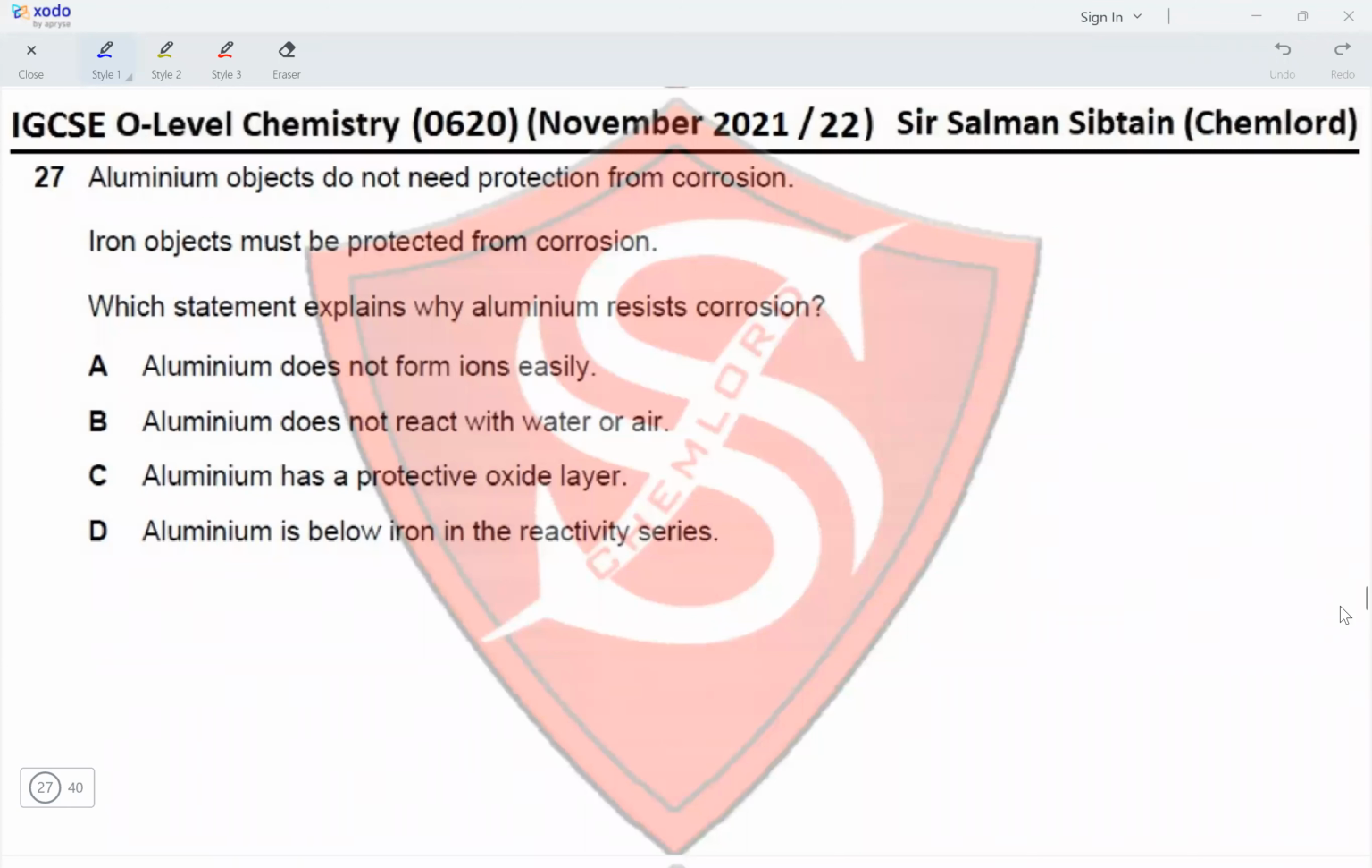Question 27. Aluminum objects do not need protection from corrosion. Iron objects must be protected from corrosion. Which statement explains why aluminum resists corrosion? Aluminum does not form ions easily. No, this is incorrect. It is a metal. It will form ions. Aluminum does not react with water or air. It does react with water and it also reacts with air.